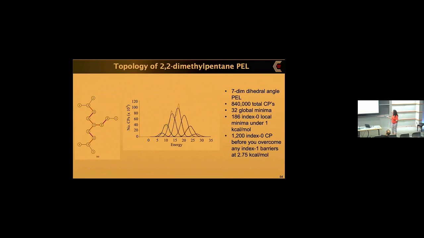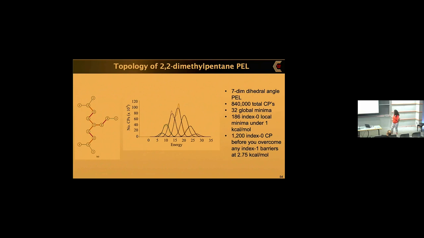And so here's this molecule, which is this branched molecule. If you use these building blocks, like I said, we can predict it. It's only a 7-dimensional landscape, so it's not that big, but look at the number of critical points. There's 840,000 total critical points on this 7-dimensional surface with 32 minima, a whole bunch of minima, all under 1 kcal per mole, and it's because this molecule is really floppy.